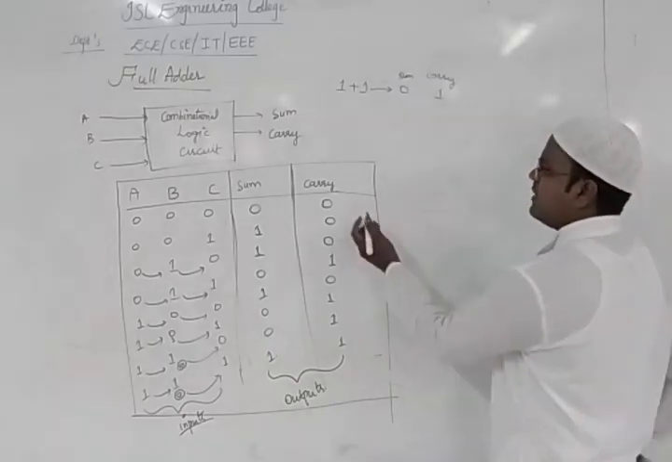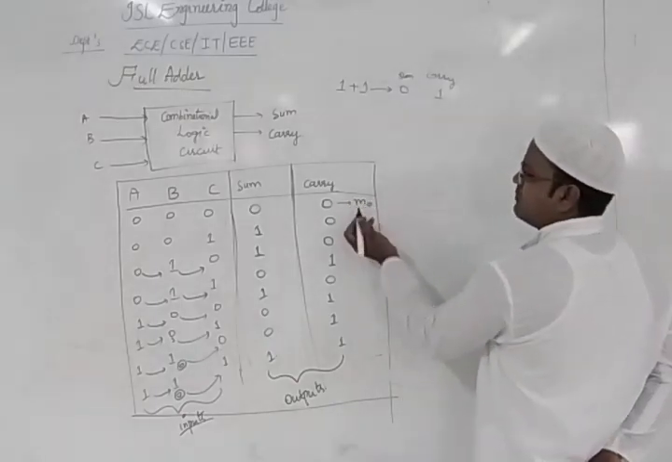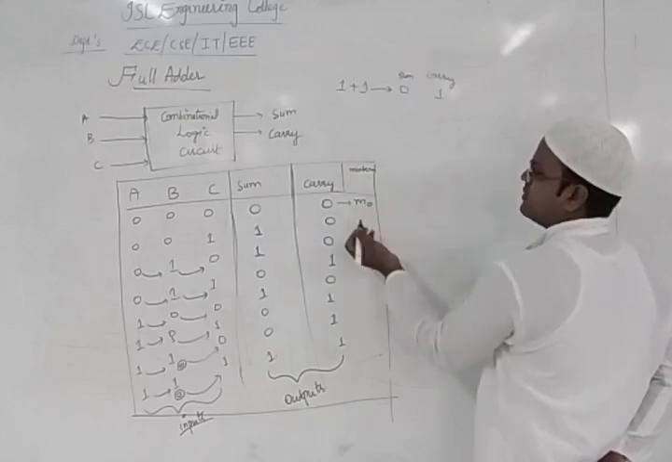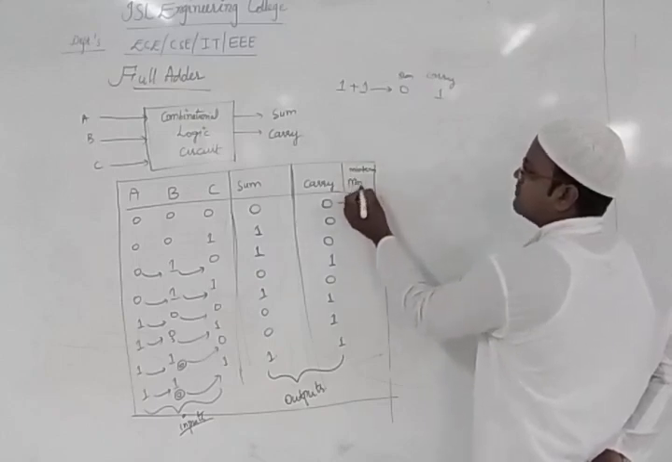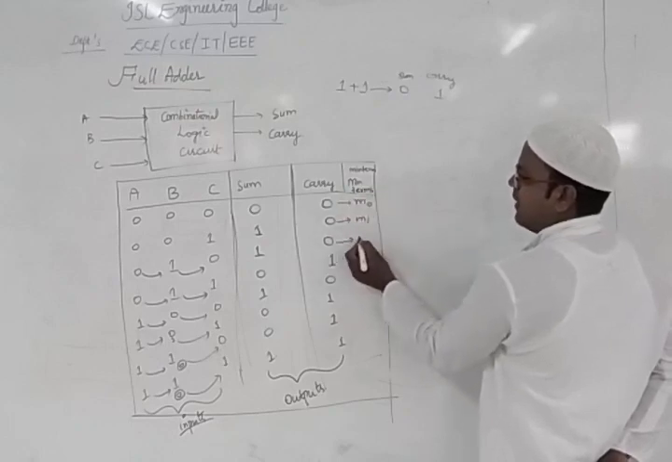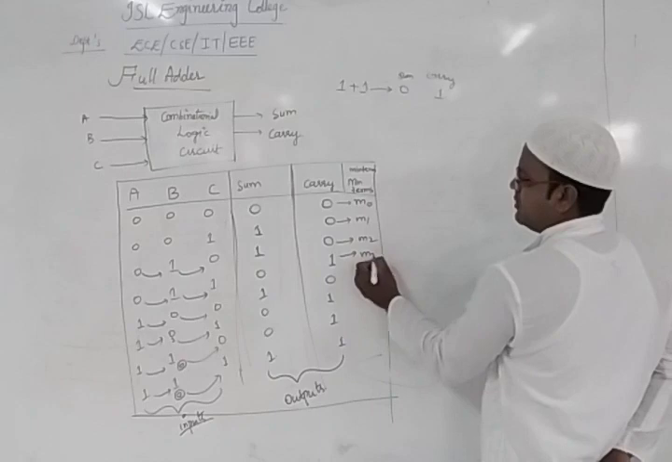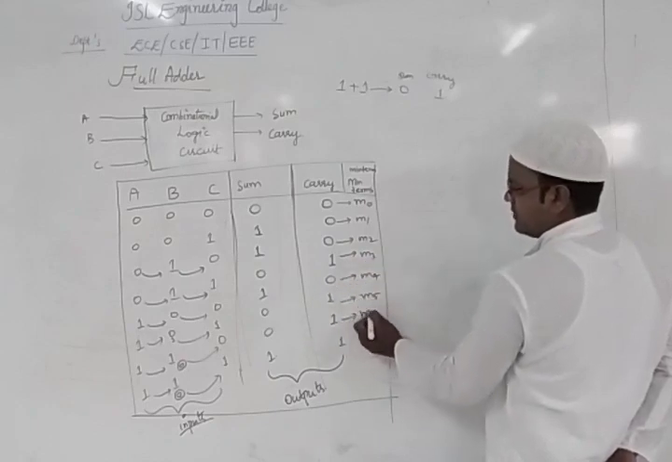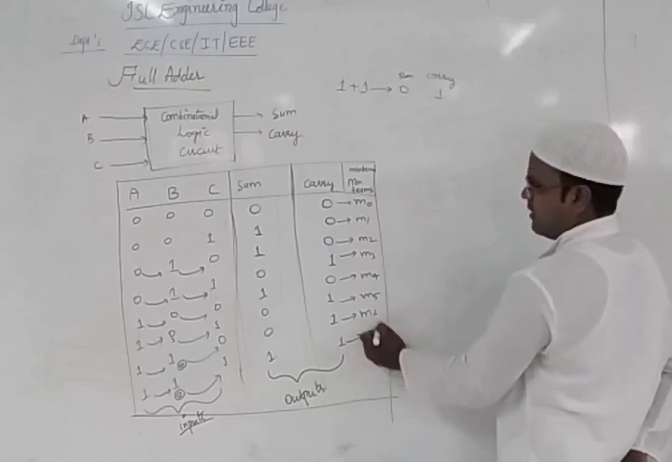So what does this first bit indicate? It's nothing but min term M0. So I'm just mentioning this so that it will be easy for us to write the K-map. So these are our min terms: M0, M1, M2, M3, M4, M5, M6 and M7.